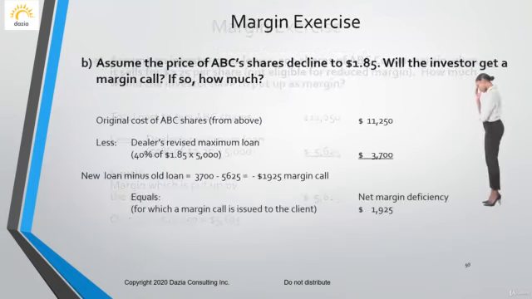How much is the new loan? The new loan is going to be based on the price and the number of shares. Now it's going to be 40%. This is the new loan amount. So the difference is going to be a negative number, and that is going to be a margin call.